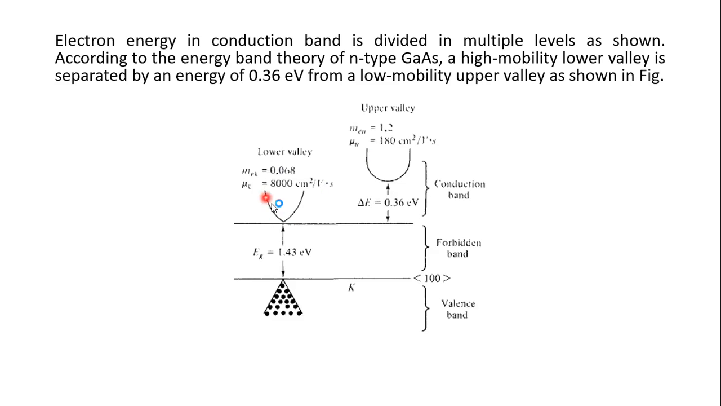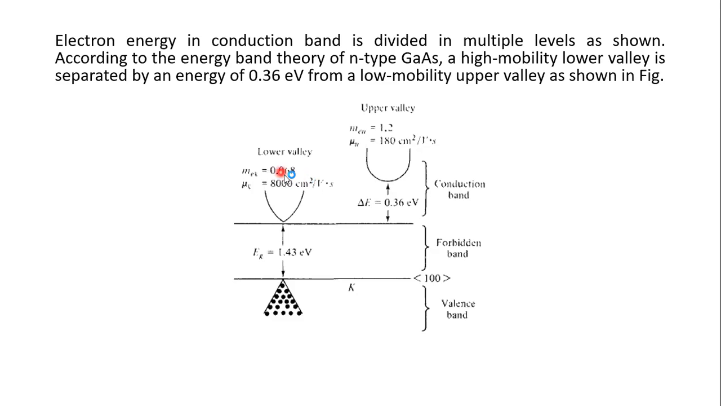Now let us see the property of the electron in this valley. If the electron is occupying this valley, then the mobility of the electron here is more, as you can see, it is 8,000 centimeter square per volt per second. This is the mass, not mobility. Mobility is 8,000, okay? And the effective mass of the electron is 0.068, okay?